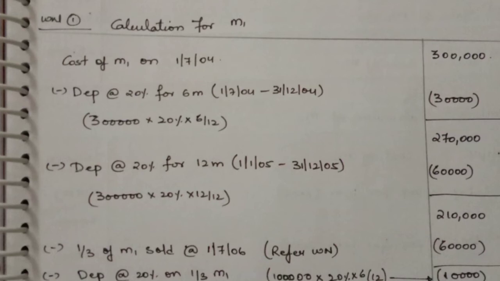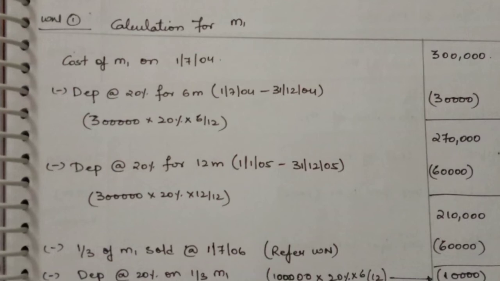As a part of working note 1, that is the calculation for machinery 1, see the line diagram again. In case of machinery 1, in which year what is happening? In the year 2004, on 1st July 2004, we are purchasing machinery 1 for rupees 3 lakhs. Next is the due date, 31st December 2004, and we need to calculate the depreciation. From 1st July 2004 to 31st December 2004, how many months? 6 months. For these 6 months you need to calculate the depreciation. So 3 lakhs into 20% into 6 divided by 12, which comes to 30,000 as depreciation.